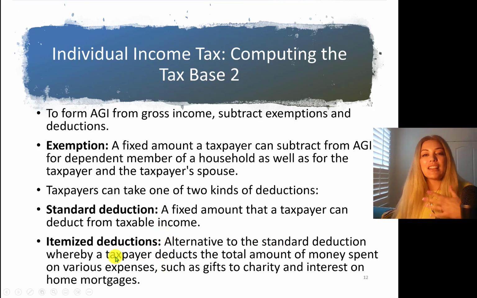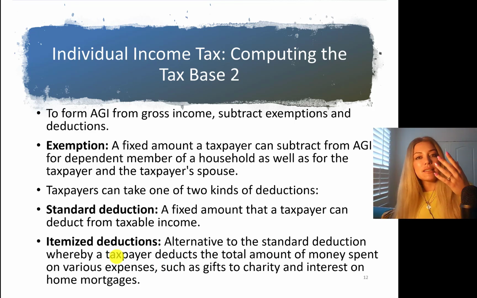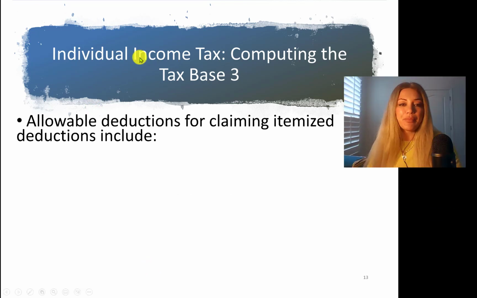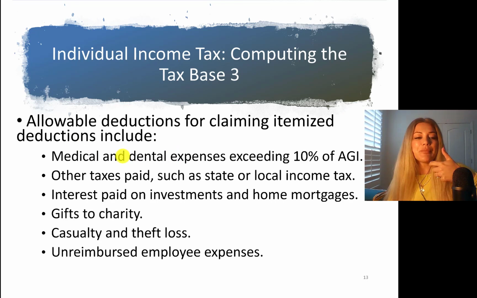This is an alternative to the standard deduction, whereby a taxpayer will actually list all the possible deductions, so deducts the total amount of money spent on various expenses, such as gifts to charity, interest on the mortgage, and also in some cases the property taxes paid. Okay, so allowable deductions for claiming itemized deductions include, as I said, donations to charity, medical and dental expenses if it exceeds 10% of your adjusted gross income.